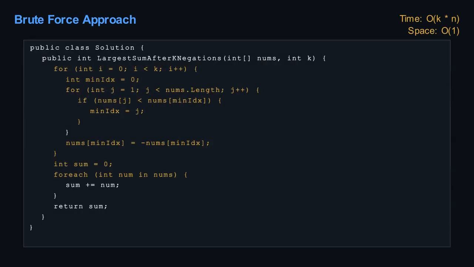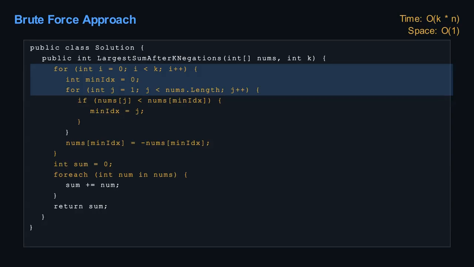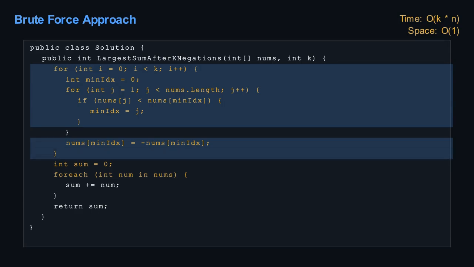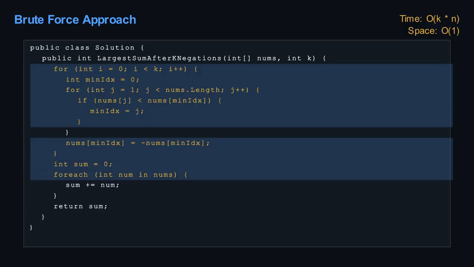The naive approach is to repeat a linear scan k times. In every iteration, you find the current minimum element, flip it, and move to the next step. While this works, it is inefficient. You are rescanning the entire array k times to find the smallest value, leading to a time complexity of O(k times n). If k is large, this redundancy is unacceptable for production code.